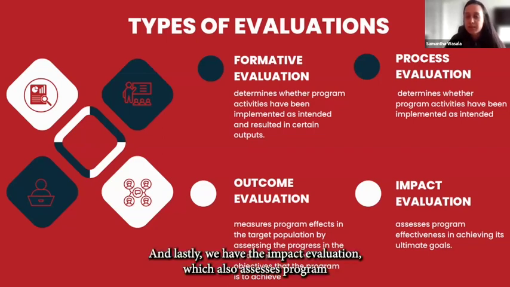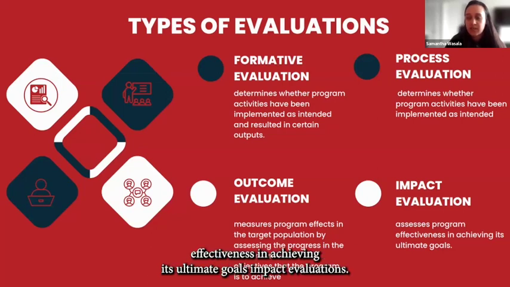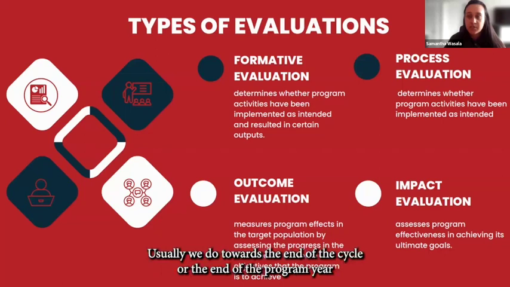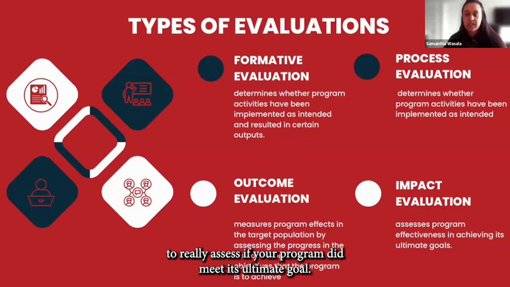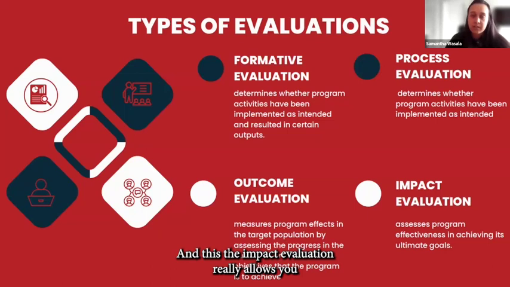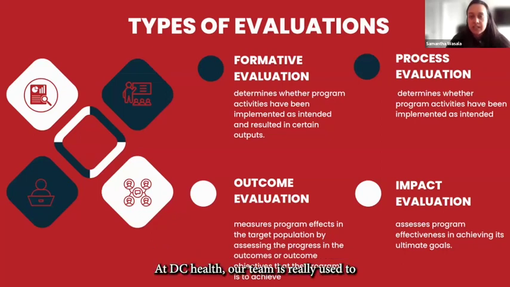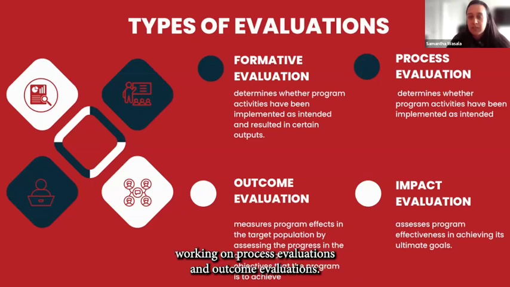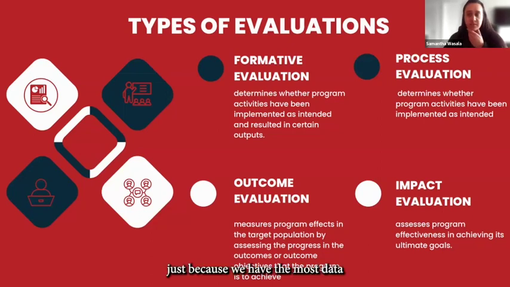And lastly, we have the impact evaluation, which also assesses program effectiveness in achieving its ultimate goals. Impact evaluations, usually we do towards the end of the cycle or the end of the program year to really assess if your program did meet its ultimate goal. And the impact evaluation really allows you to make any additional funding decisions or policy changes. At DC Health, our team is really used to working on process evaluations and outcome evaluations, just because we have the most data to support these evaluation activities.